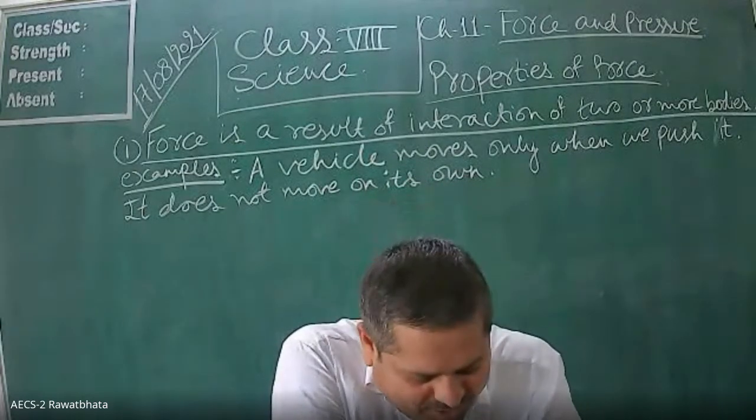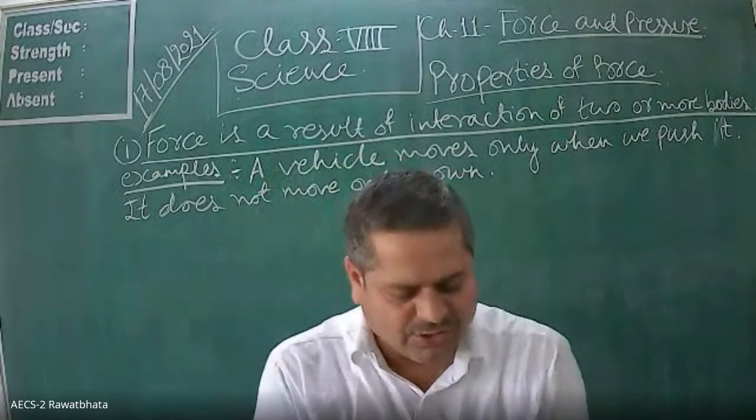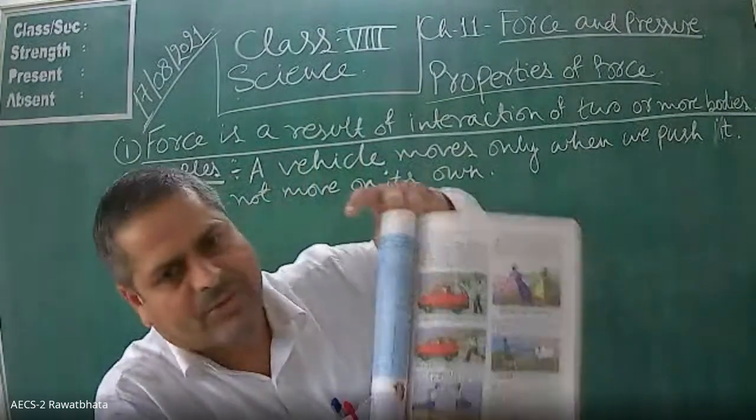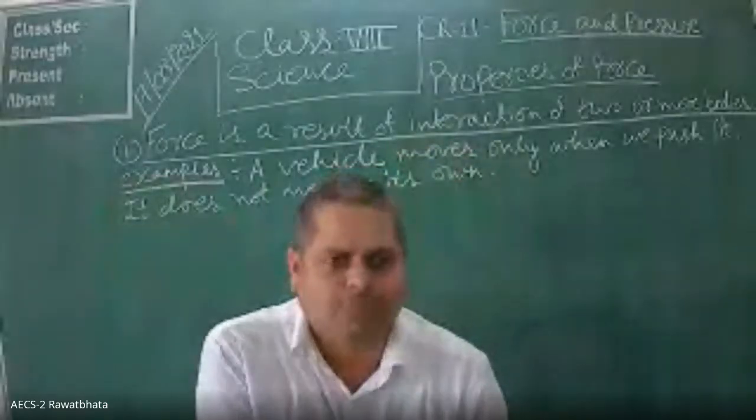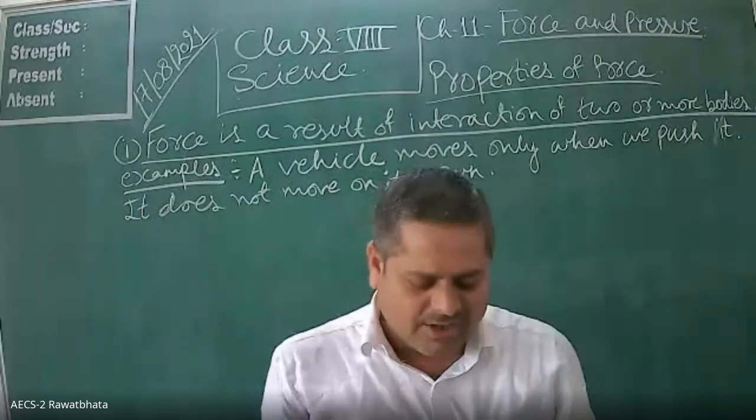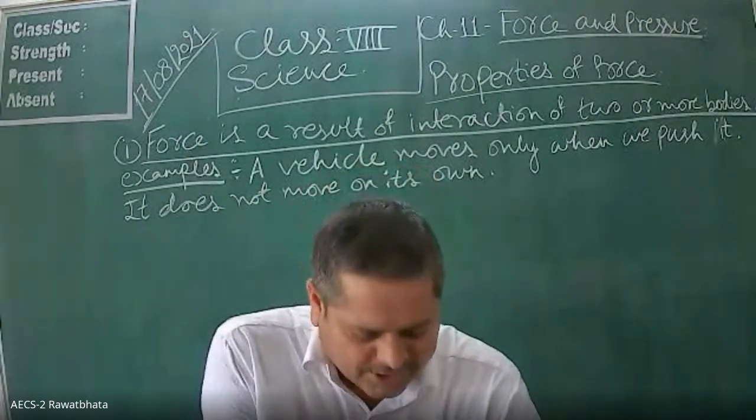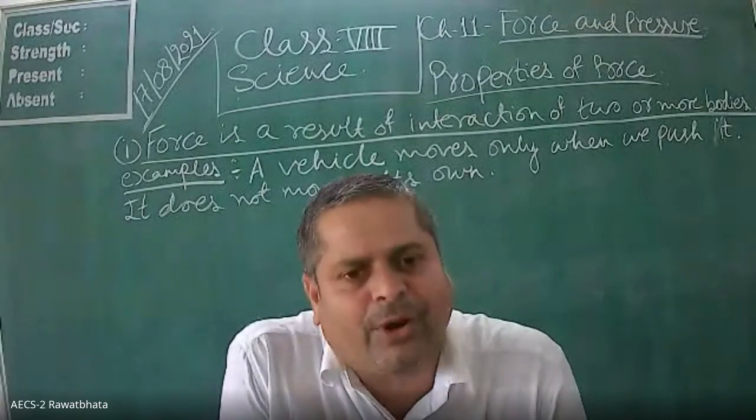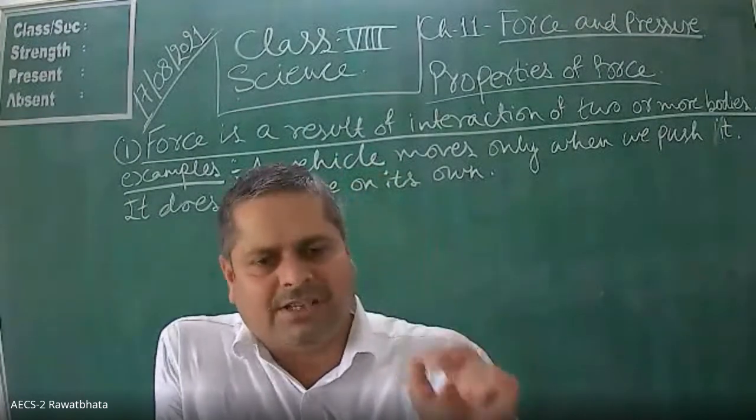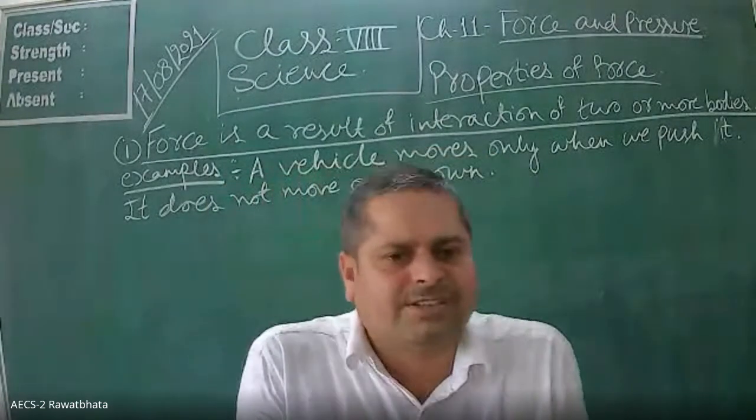Second, we can see figure 11.3a. The two girls are pushing each other, so both of them are interacting with each other. Similarly, in figure 11.3b, both of them are pulling each other. And in 11.3c, a person is pulling the cow and the cow is pulling the person.